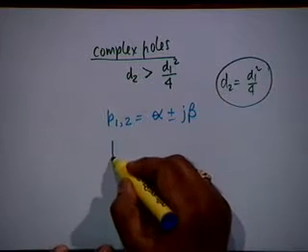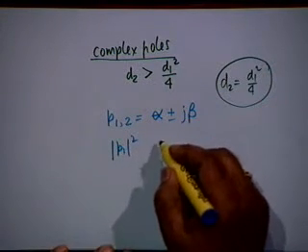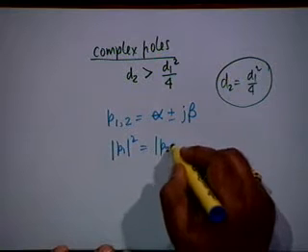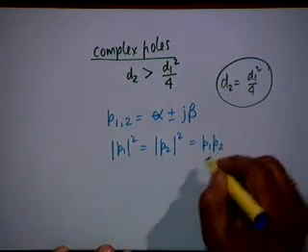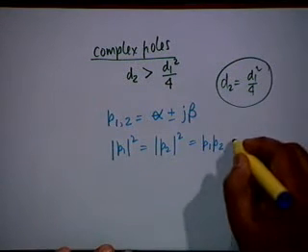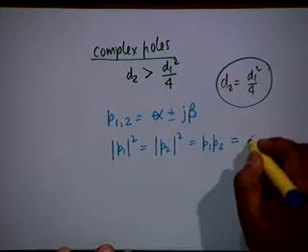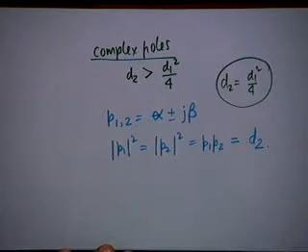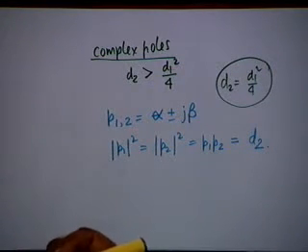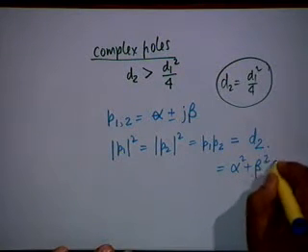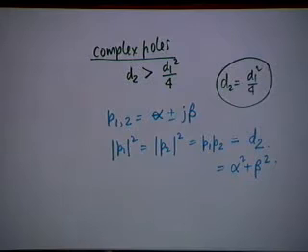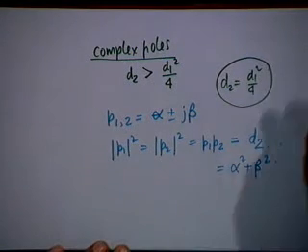if the poles are complex, that is P12 shall be equal to alpha plus minus j beta. Then magnitude P1 squared shall be equal to magnitude P2 squared shall be equal to P1 P2. Agreed? And that is equal to d2. Right? P1 P2 is equal to d2, and that is equal to alpha squared plus beta squared. Correct. So, we have taken care of complex poles. Now, let's see what real poles shall give us.